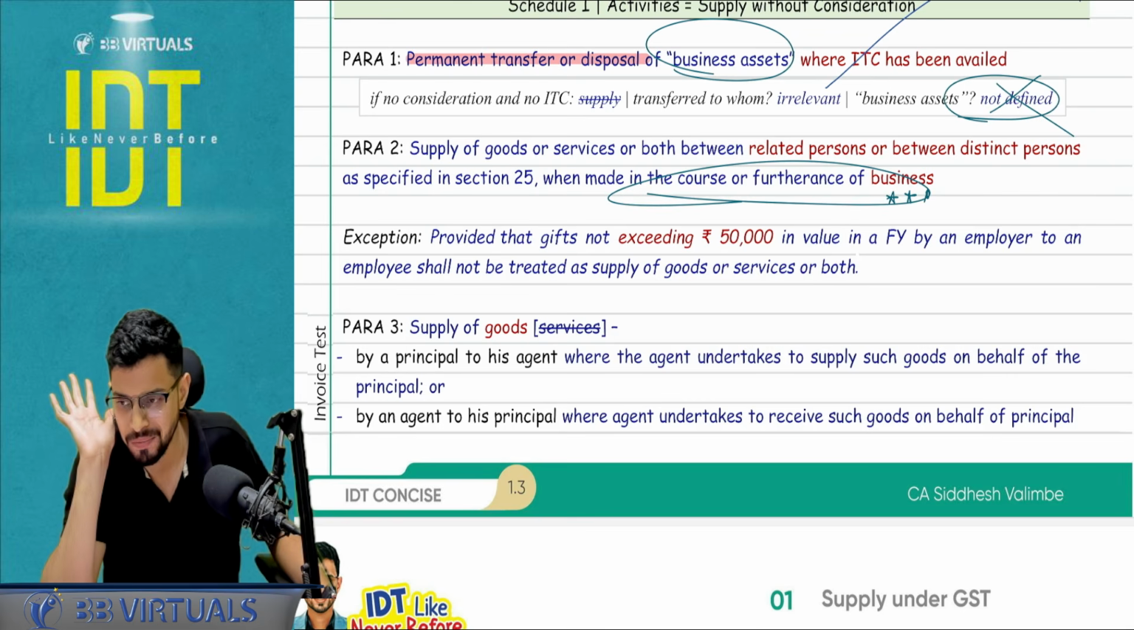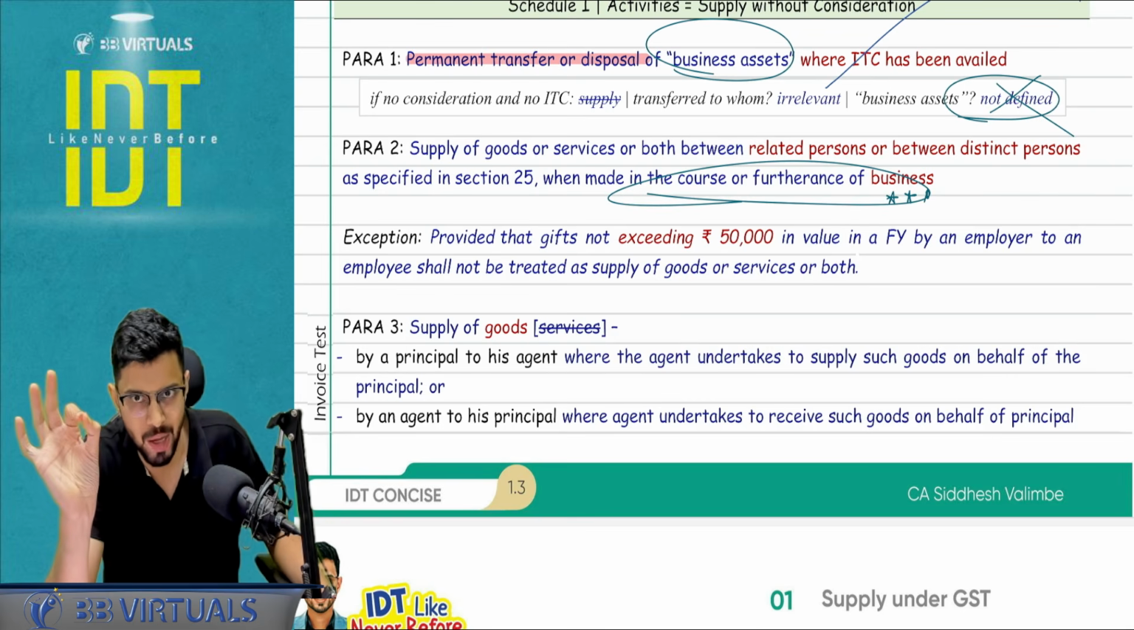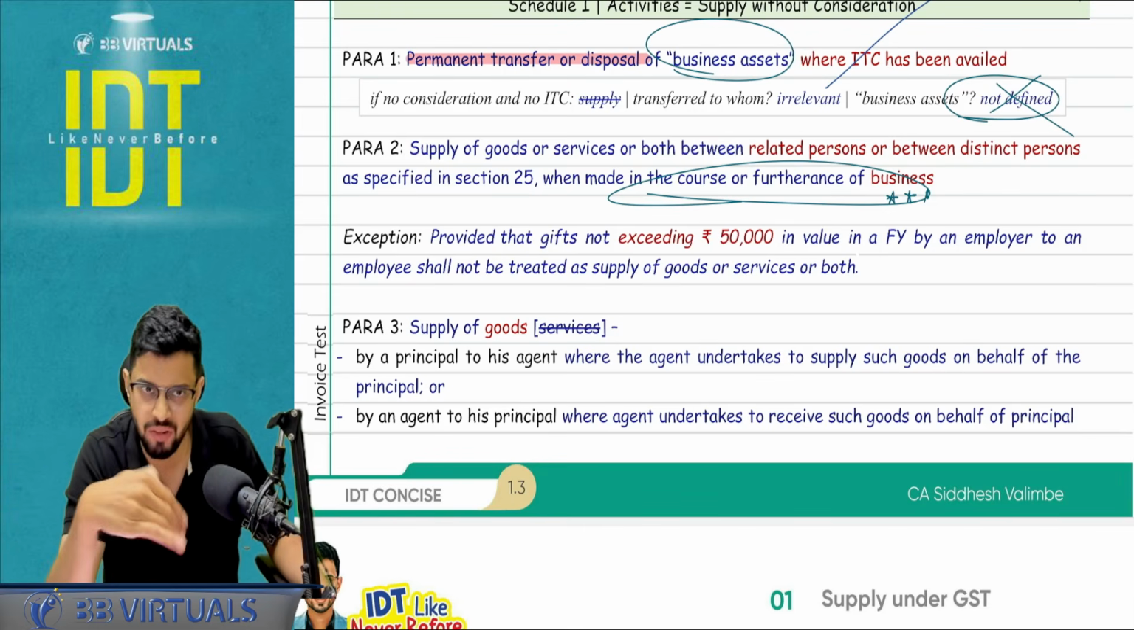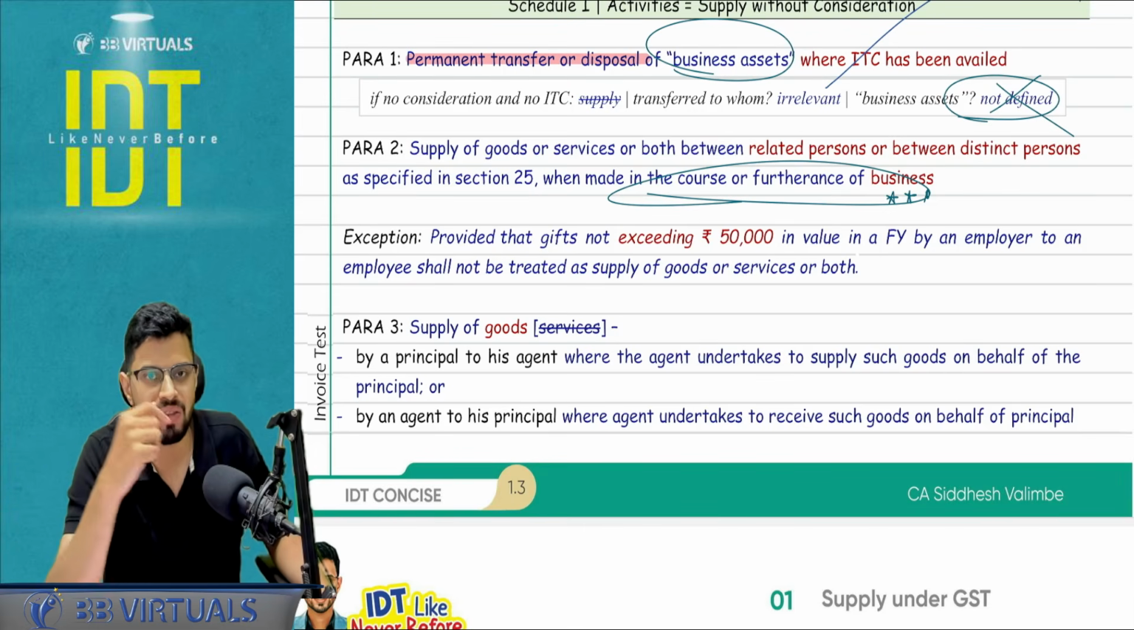Are you getting it? Okay, so can I take a short break now? I will explain distinct persons after the break. Then we will cover paragraph number 3. We will cover 2-3 questions that we will do.